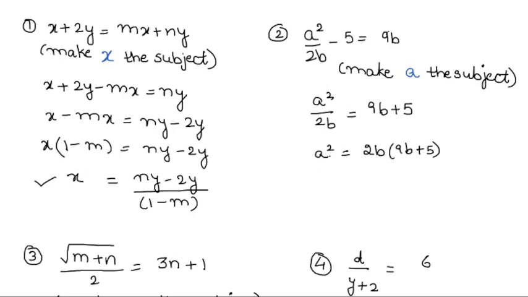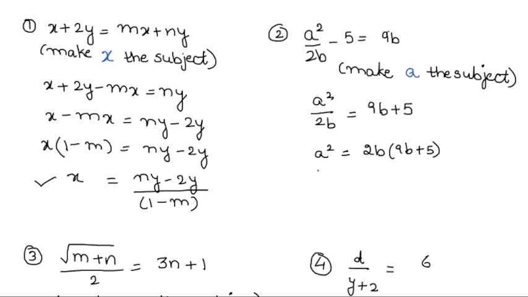Next, is this the answer? We have a square on this side and everything else on the other side? No, because I want to make a the subject, whereas here I have a square the subject. So I need to get rid of this square. So for this, I need to take square root on both sides.